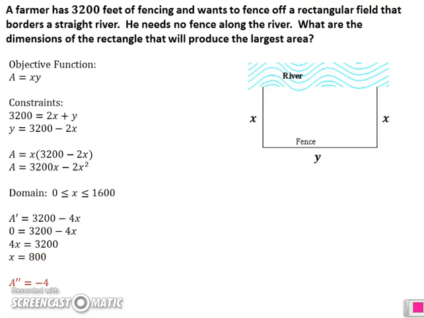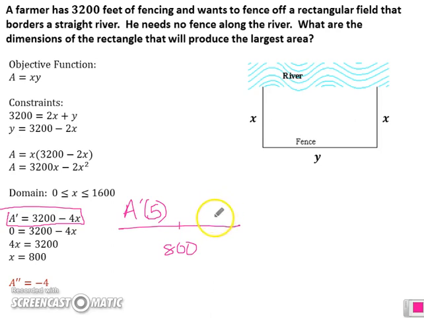So now let's test it. At this point, I personally like the second derivative test. That's why I have the second derivative there. But honestly, you can go to the first derivative test and go here. You found your critical point, which is 800. And then you can say, like, a prime of whatever number you want here. It doesn't really matter. I'll pick 5. I could pick 799. Doesn't really matter, as long as it's in the domain.